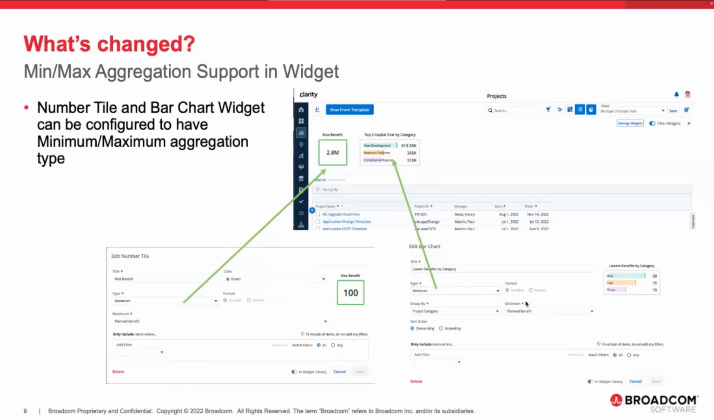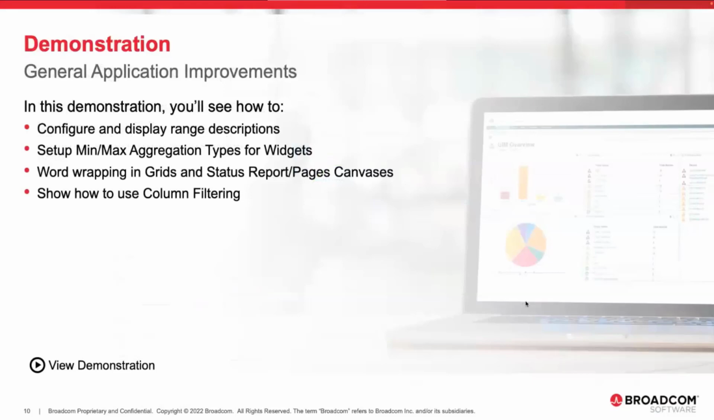So this is available on the number tile and bar widgets. And currently, I think we've only enabled sum and average. So now we're able to set max and minimum as part of that aggregation support within widgets. So let's see these general application improvements in action.